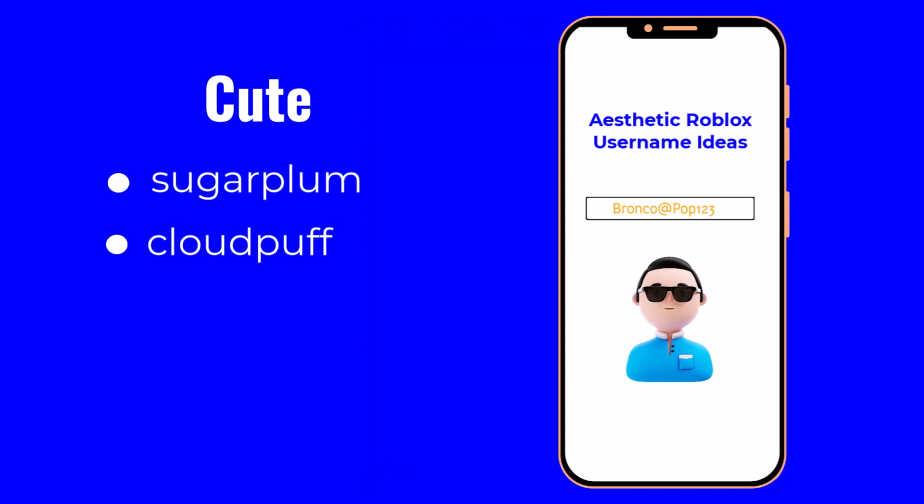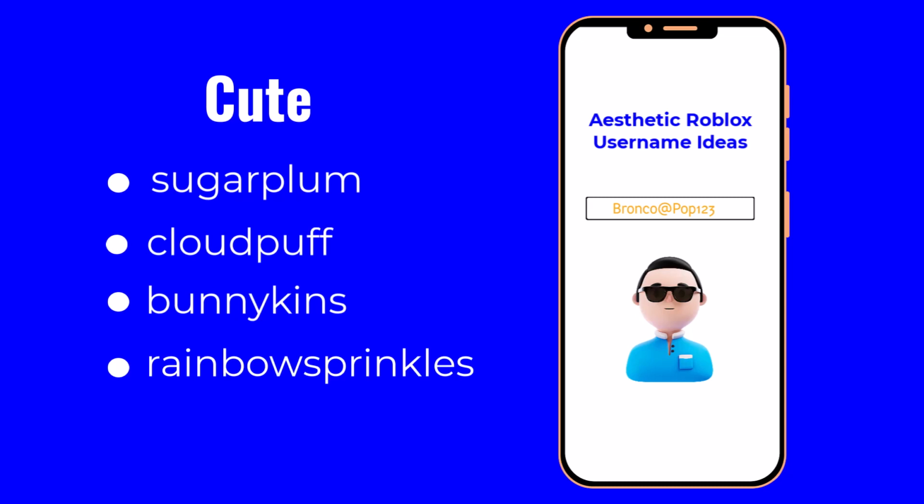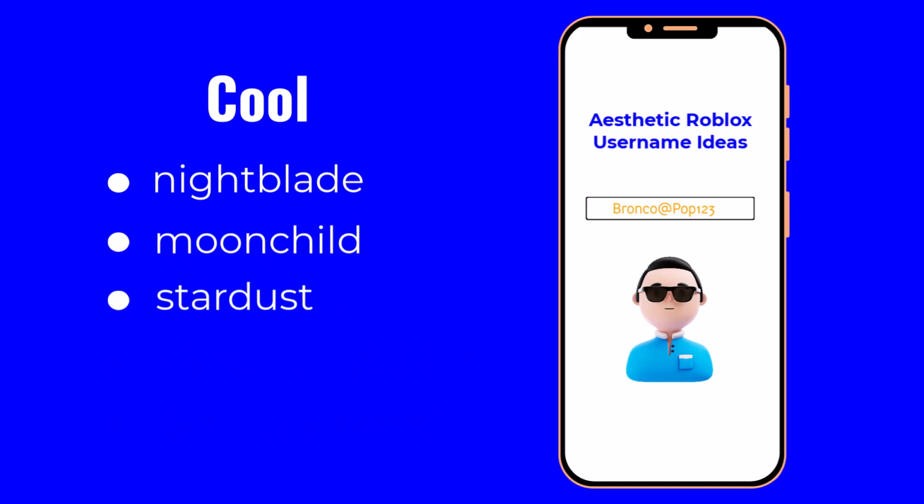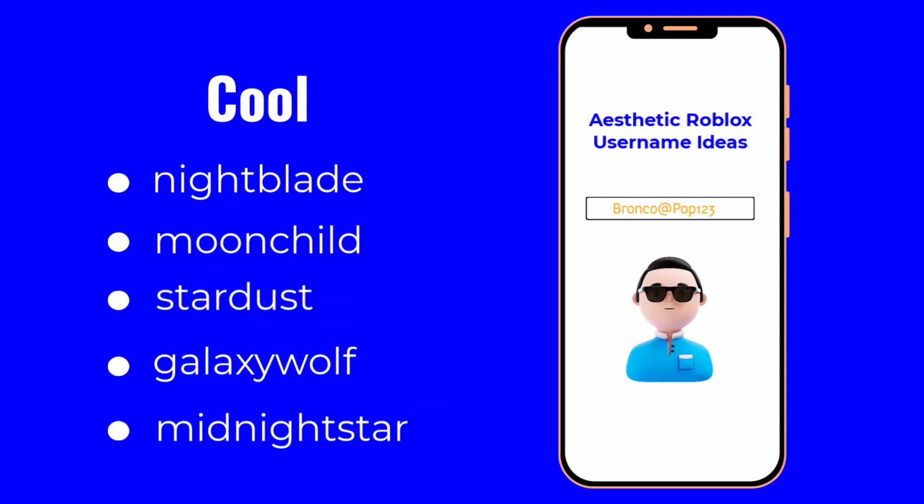Here is a list of aesthetic Roblox username ideas. Cute: Sugar Plum, Cloud Puff, Bunnykins, Rainbow Sprinkles, Starberry Mochi. Cool: Nightblade, Moonchild, Stardust, Galaxy Wolf, Midnight Star.